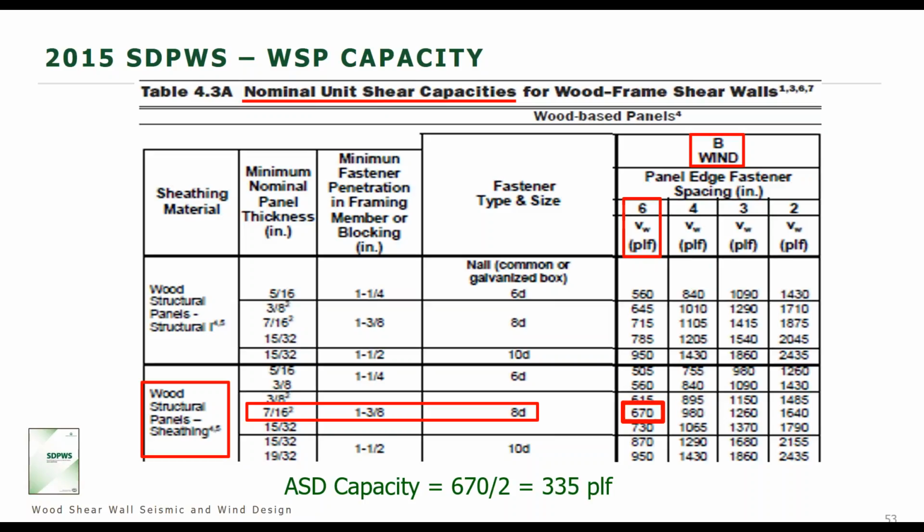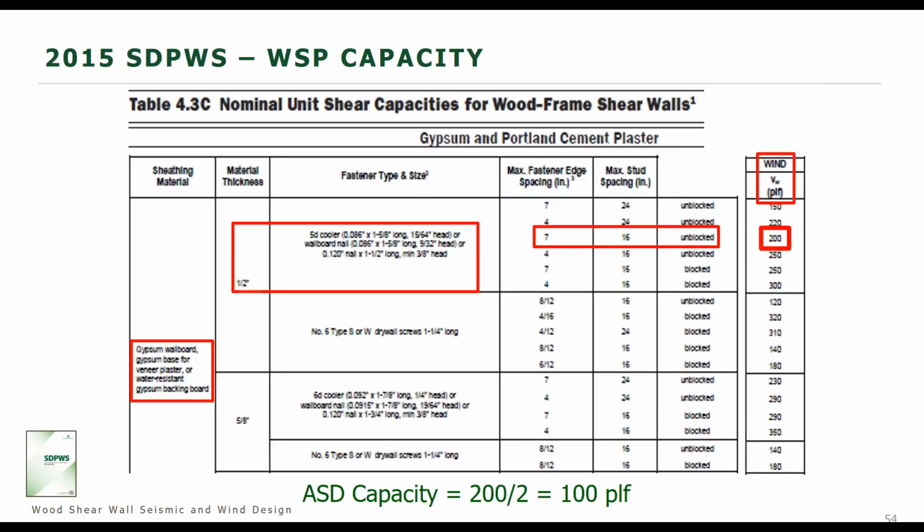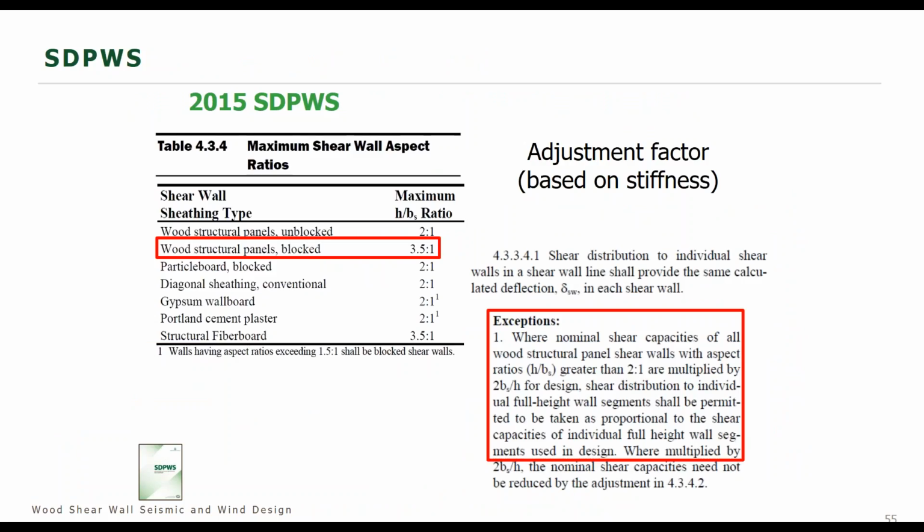So for our wood structural panel sheathing on the exterior of the structure, we're assuming we have a 7/16 inch thick panel, and our capacity is going to be 335 pounds per lineal foot. On the interior of the wall, we have a 1/2 inch gypsum board. Again, we need to divide the capacity by 2, so our contribution from that is going to be 100 pounds per lineal foot.